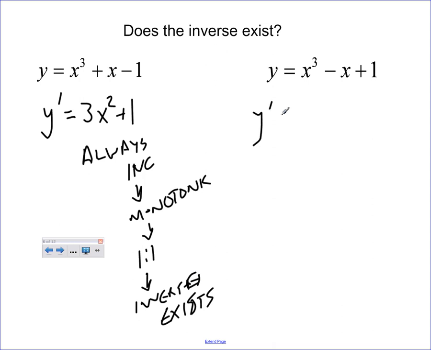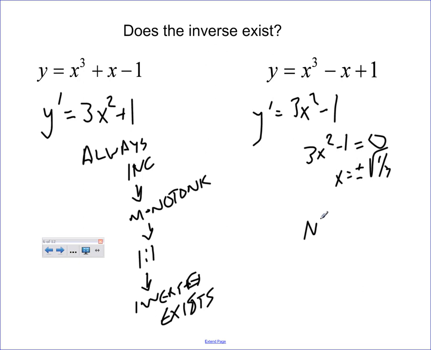All right, so let's try this one. Let's look at the derivative of this one. 3x squared minus 1. Is that always going to be positive? If I looked for critical numbers, I would find where 3x squared minus 1 equals 0. And I'm going to find one, aren't I? I'm going to find it when x equals plus or minus square root of 1/3. Right? Okay, which means I'm going to have some intervals where it's increasing, some where it's decreasing. So that means it is not monotonic, and that means no inverse.